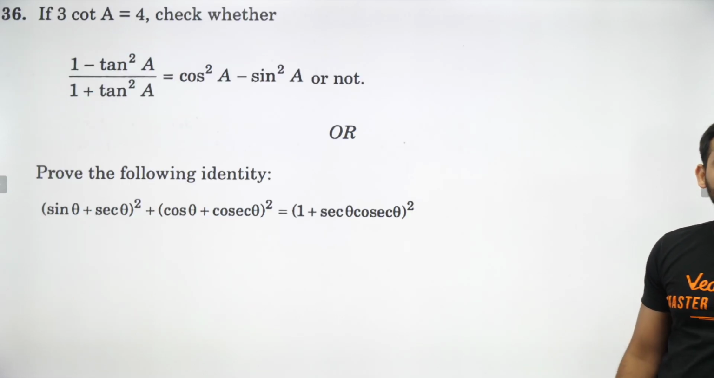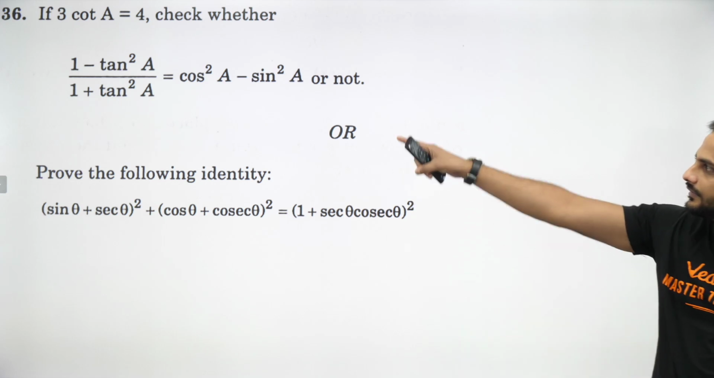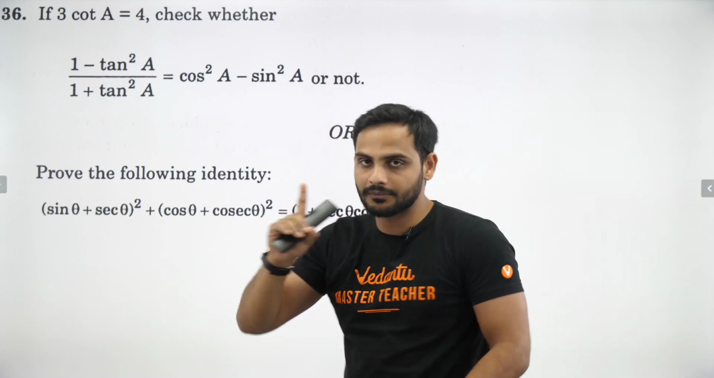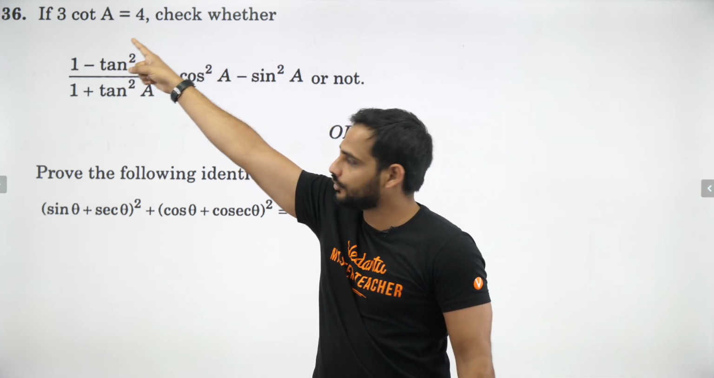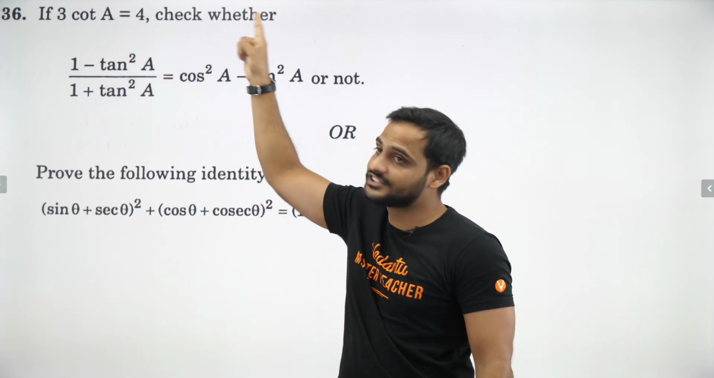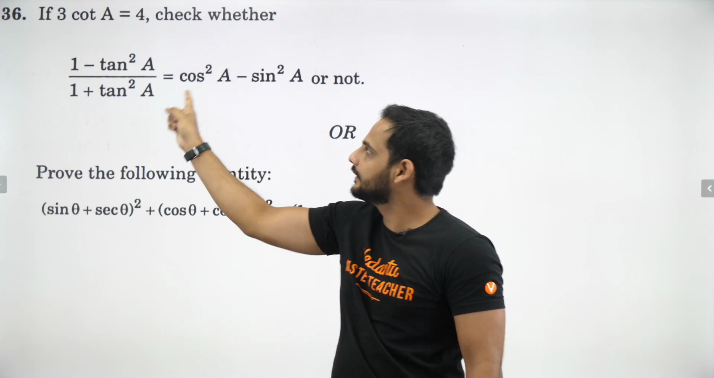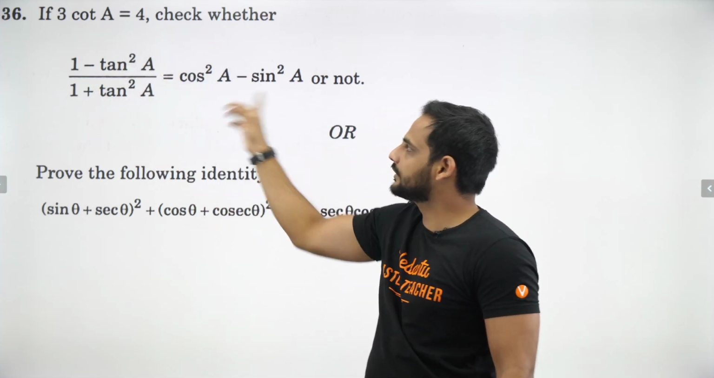3 cot A is equal to 4. Check whether this is equal to this or not. Now listen carefully, beta. This 3 cot A is equal to 4, so cot A is equal to 4 by 3. They are saying check whether this is equal to this or not.